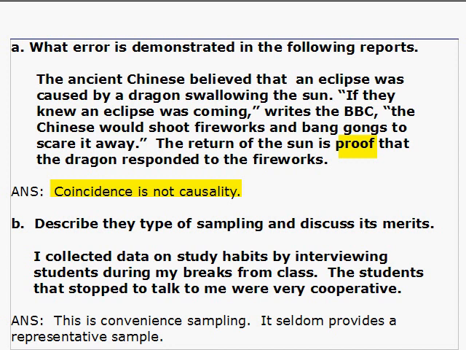On B, it's describe the type of sampling and discuss its merits. And here's the report. I collected data on study habits by interviewing students during my breaks from class. The students that stopped to talk to me were very cooperative. Well, how nice. This is convenient sampling. It is not representative. Just because it's convenient for you to interview people when you're on a break doesn't mean that gives you a representative sample of the people at your college.